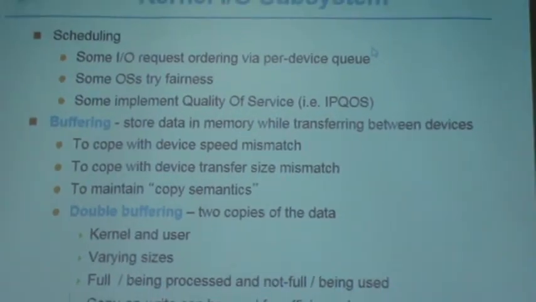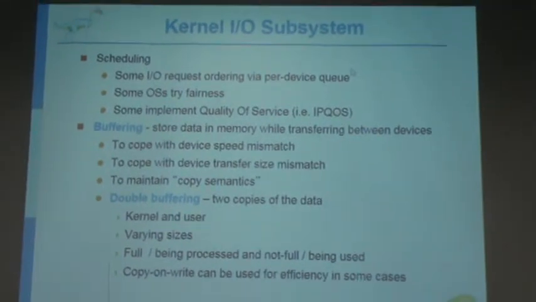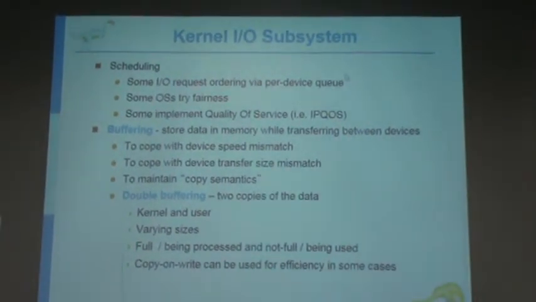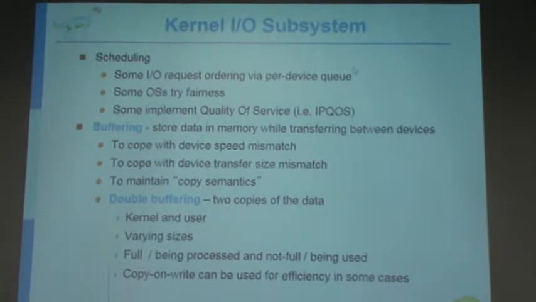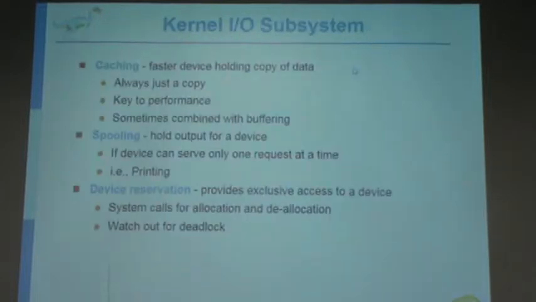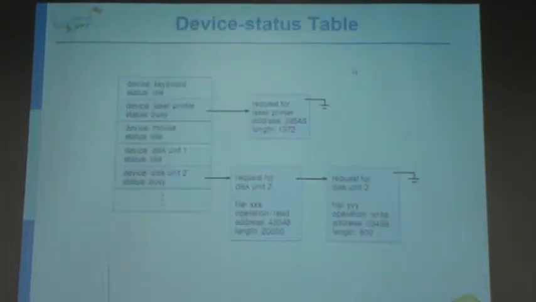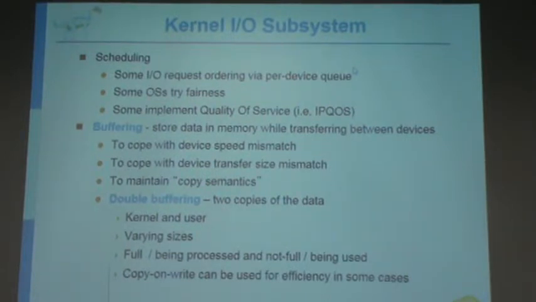There are two data structures managed by the kernel I/O subsystem. One is buffering, another one is caching. There are actually two main things. What is the difference between buffer and cache?